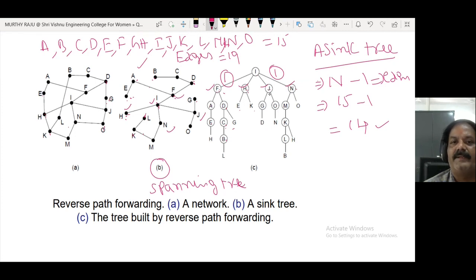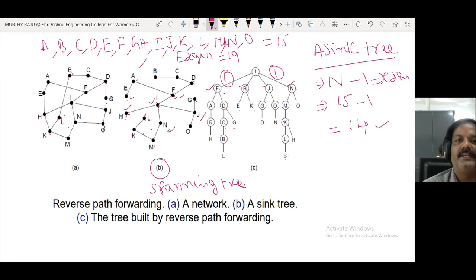Next one, N. N means M, K, L. M, K, L are all valid. That is, these routers are circled. And B is there. In the main graph, the L to B connection is there, and in the spanning tree the L to B connection is not removed. Therefore, B is placed here.